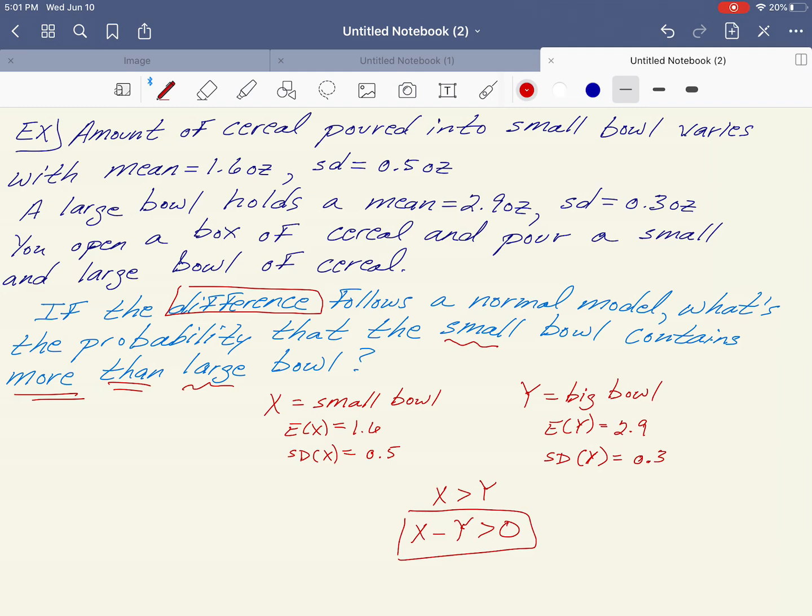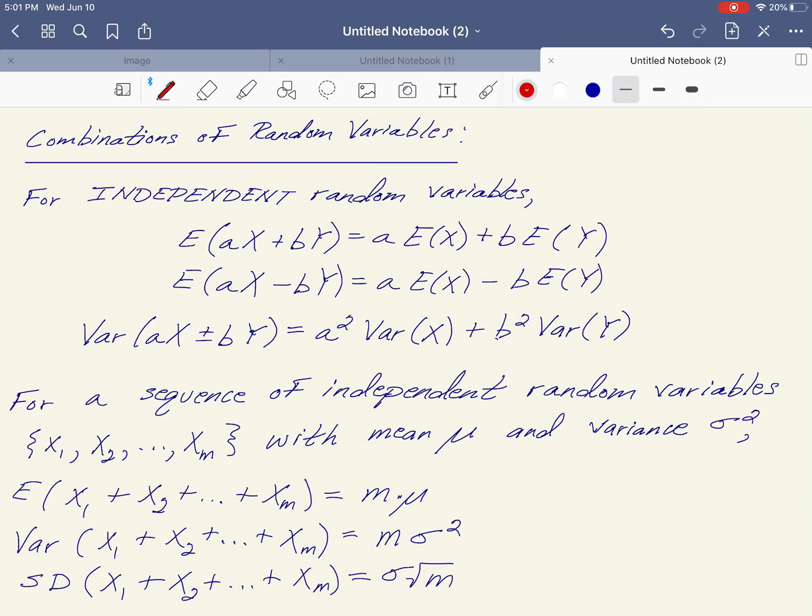On any of these problems, we would need to be able to talk about the expected value, figure out the new expected value, and figure out the new standard deviation before we can find any probabilities. So we need to look at what is the expected value for x subtract y, and then, of course, what is the standard deviation for x subtract y. First, let's look at x minus y for the expected. So over here we have subtraction.